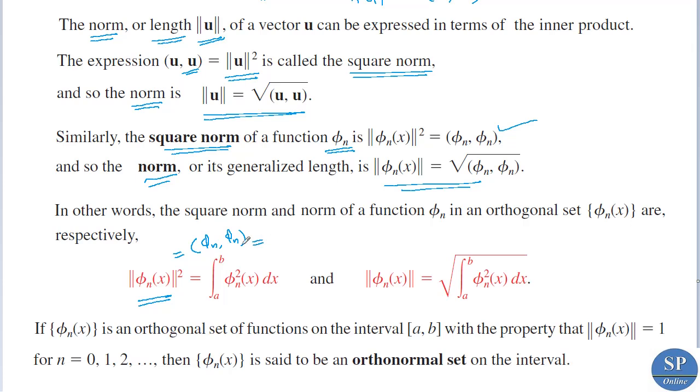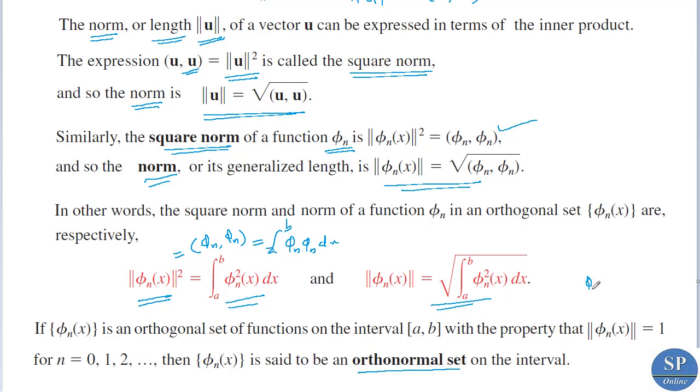On [a, b], the inner product of phi n with phi n is the integral from a to b of phi n times phi n dx. That is, the square norm of phi n, norm phi n whole square, is equal to the integral from a to b of phi n square dx. Therefore, the norm is the square root of the integral from a to b of phi n square dx.